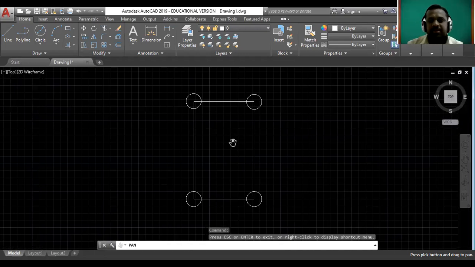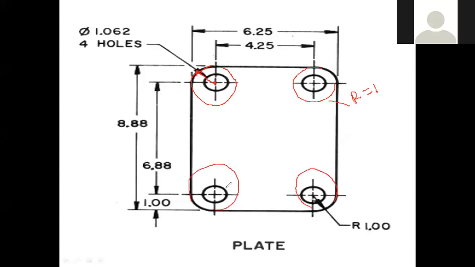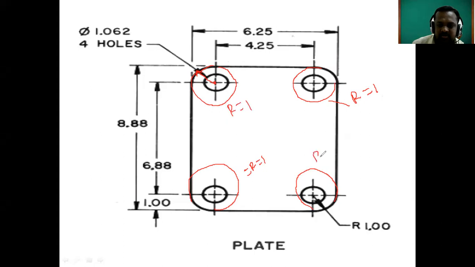Then, see the given. Which part is remaining? Then we have to draw this circle by considering the center point. From the center point, we have to draw this circle. This circle we have to draw at four corners. And what is the radius of this circle? The radius of this circle is equal to 1. Okay, the radius is equal to 1.